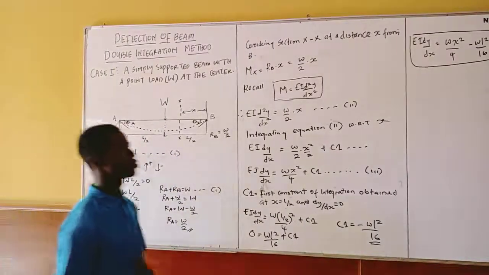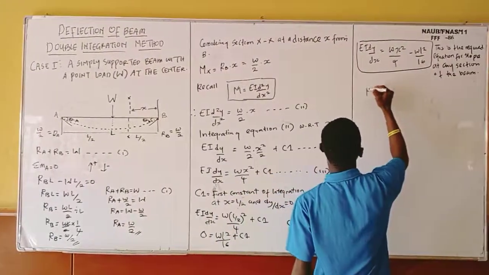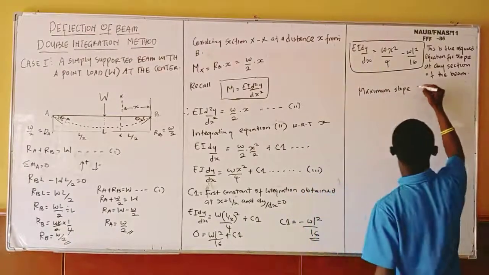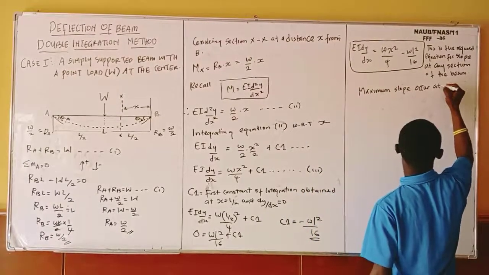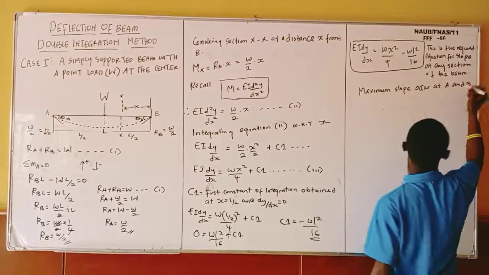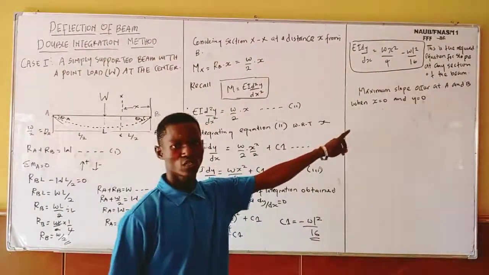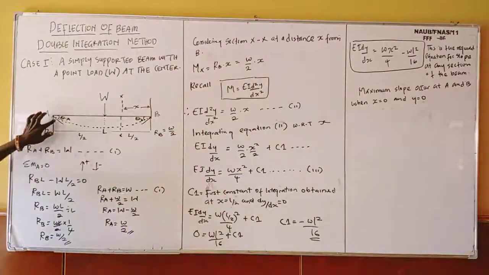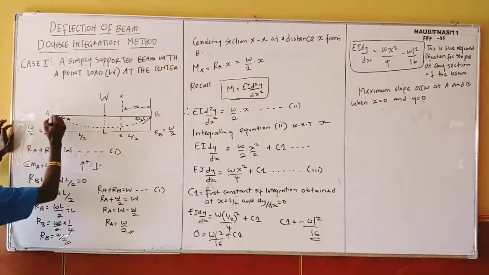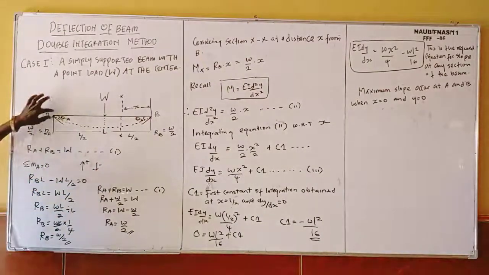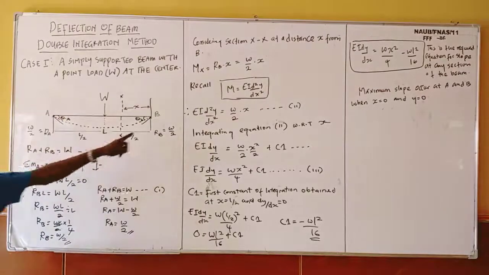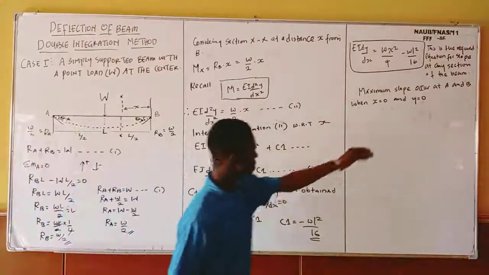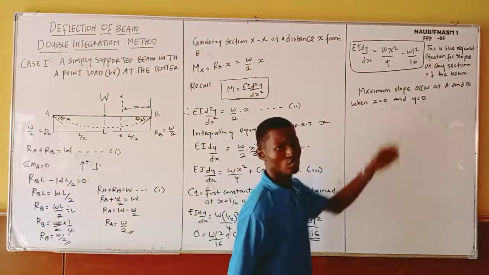So the equation for calculating my maximum slope: my maximum slope occurs at A and B when x is equal to 0 and y equal to 0. For me to have my maximum slope at this point, you understand? At this point, point A and point B, my x is equal to 0 and my y equals to 0. So in this case now, anywhere I see x, I put 0. Anywhere I see y, I put 0.